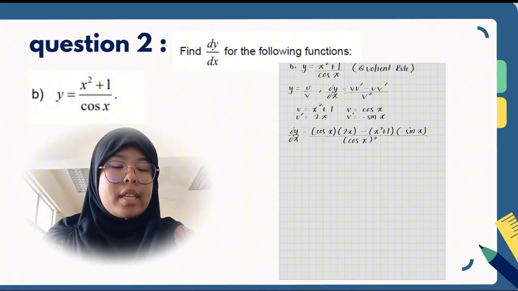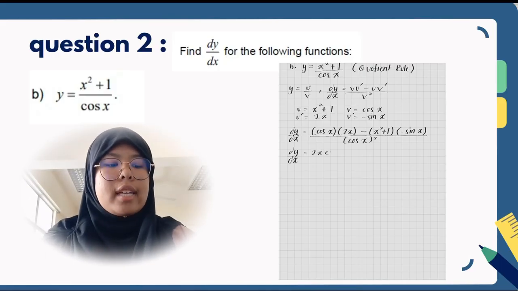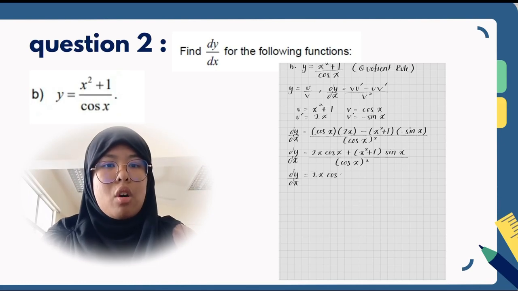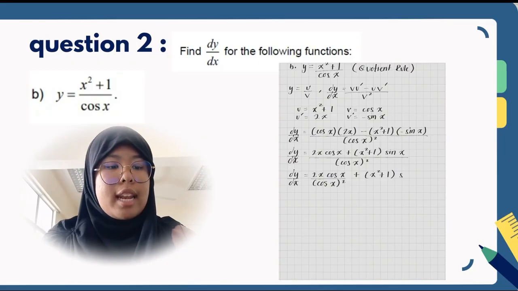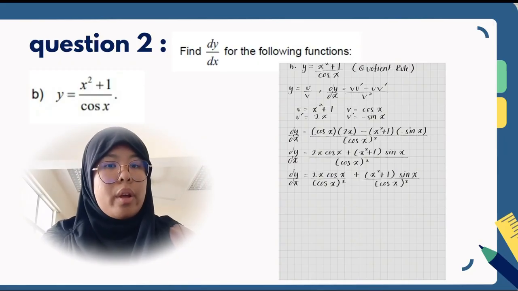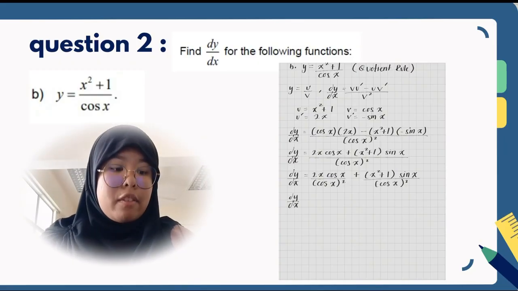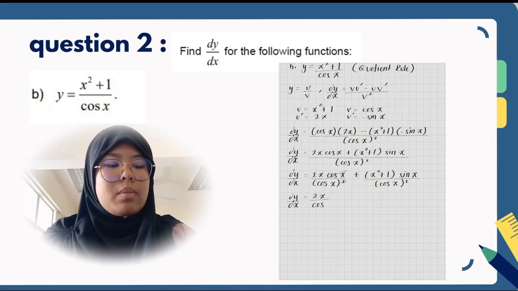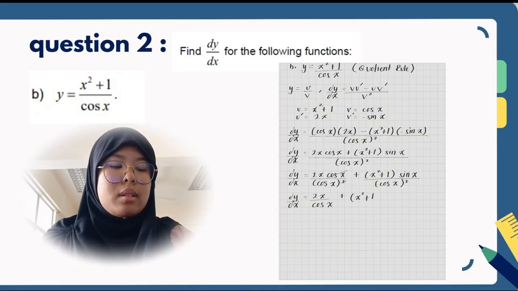We can simplify this so that we get 2x cos x plus x squared plus 1 times sine x, over cos squared x. We can separate this now so that we get 2x cos x over cos squared x plus x squared plus 1 times sine x over cos squared x. We can simplify it even further by crossing out the cos x in 2x cos x so that we get 2x over cos x plus x squared plus 1 times sine x over cos squared x.